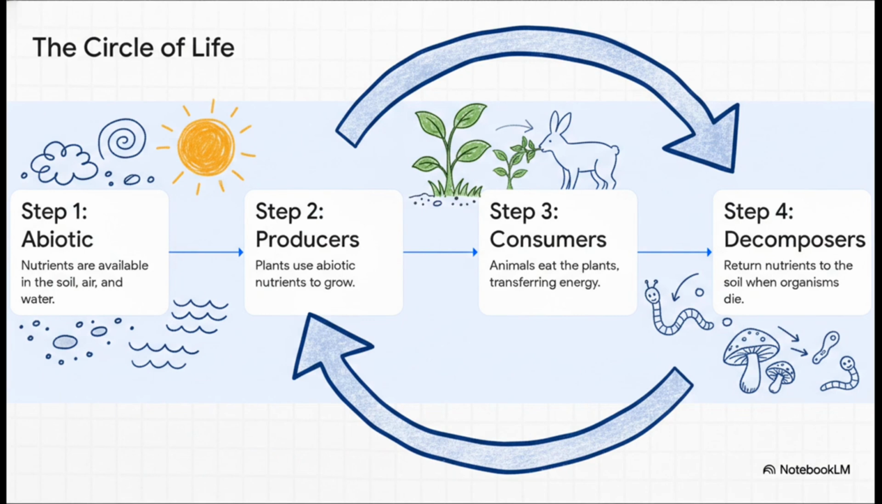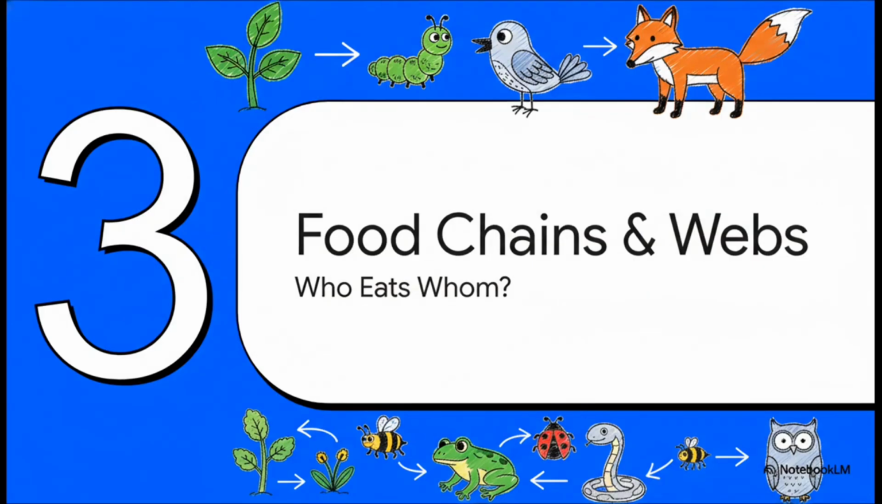Look at how it works. The nutrients are there in the soil and air. The producers, the plants, they suck up these nutrients to grow. Then, the consumers, the animals, come and eat the plants. But eventually, everything dies, right? And that's when the decomposers get to work. They break it all down and return those very same nutrients right back into the soil. You know that famous saying, "Mitti se janme hai, mitti mein mil jayenge"? This is exactly what it means. We come from the earth and we go back to the earth. It's a perfect cycle.